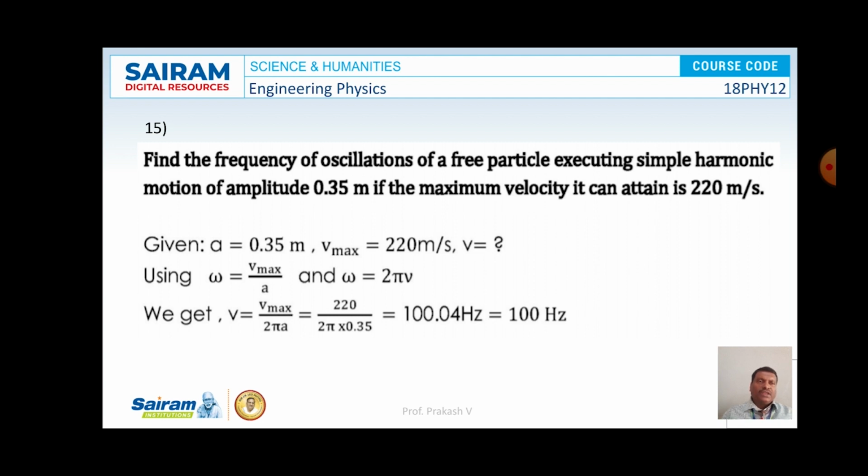So here we are calculating the frequency, that is mu. The given data is A is equal to 0.35 meter and the maximum velocity v max is 220 meter per second, and we have to calculate the frequency mu. So omega is equal to v max by A, and omega is equal to 2 pi mu. So mu is nothing but v max by 2 pi A, that is 220 by 2 pi into 0.35. On simplification, the value of frequency is equal to 100 Hz.